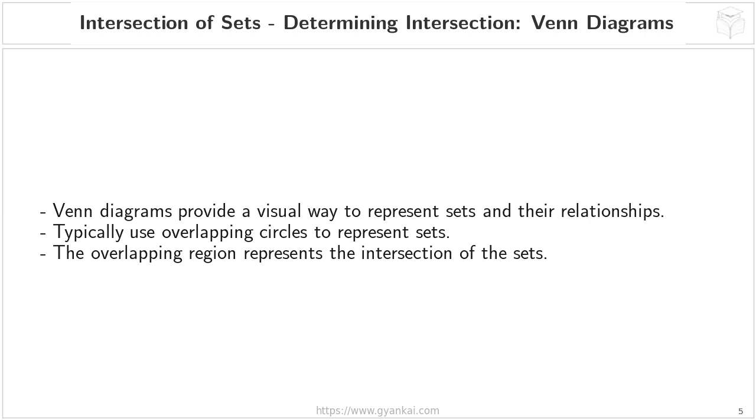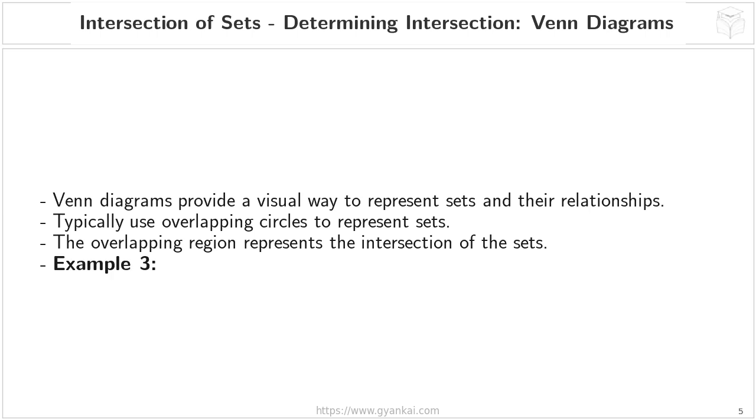Typically, we use overlapping circles to represent sets. Each circle represents a set, and where the circles overlap is key, that overlapping region represents the intersection of the sets. Remember from the previous slides, the intersection contains elements that are present in all the sets we're considering. Let's look at an example. We'll call it example 3.